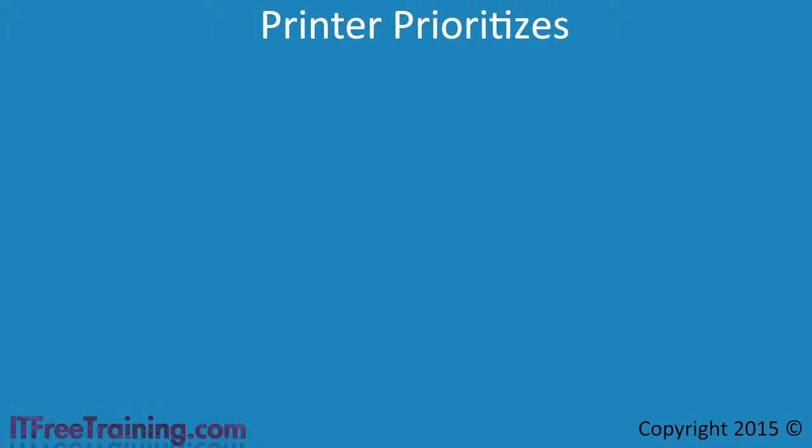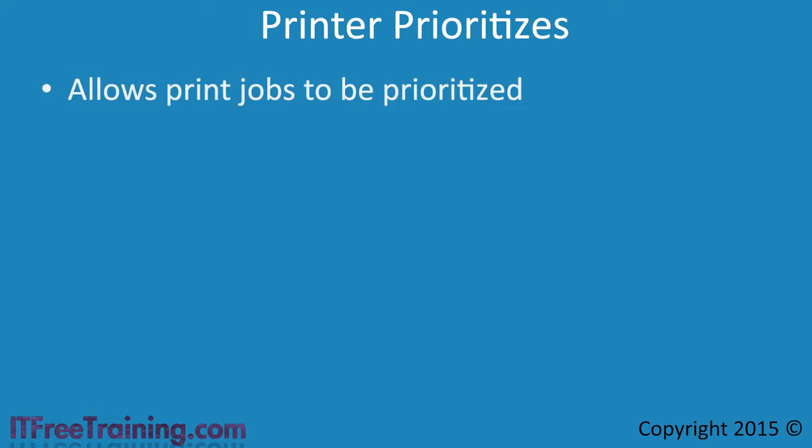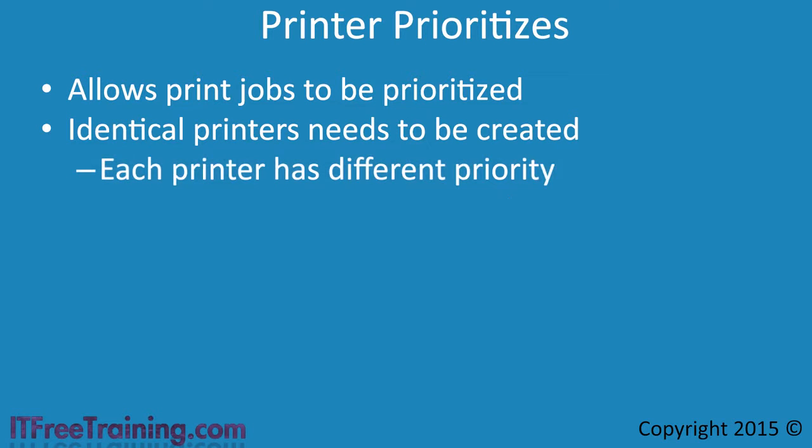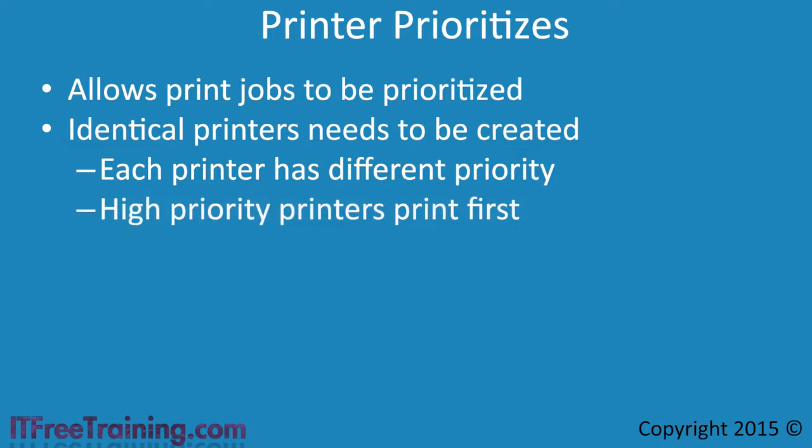By assigning a priority value to a printer, this allows print jobs to be prioritized. However, having a single printer with a high priority does not achieve anything if there are no other printers of lower priority. Thus, to use printer priorities, identical printers need to be created. Although the printers are identical, that is, same device drivers, each printer that is created needs to be given a different priority. When multiple printers exist for the same print device, the high priority printers will print first.